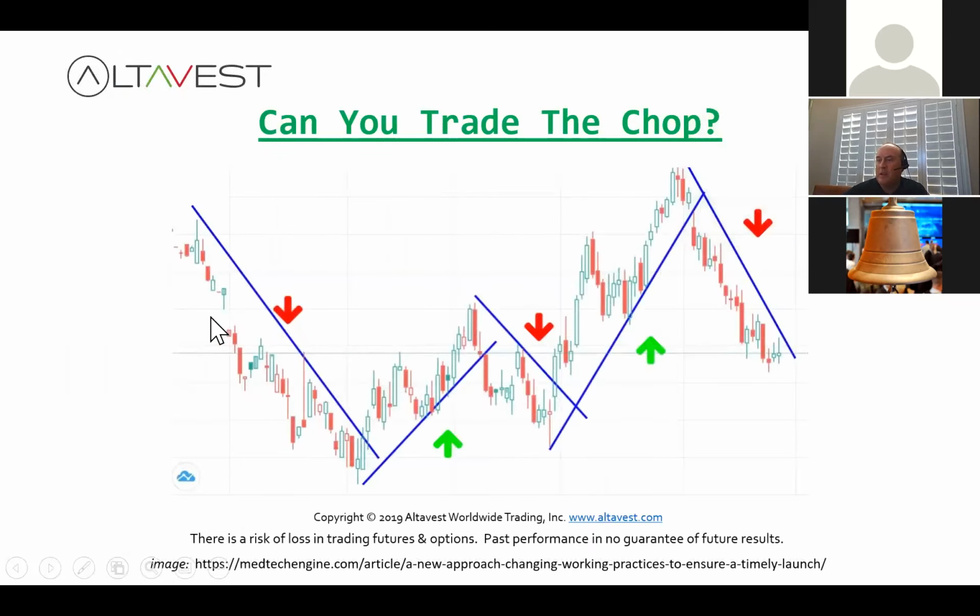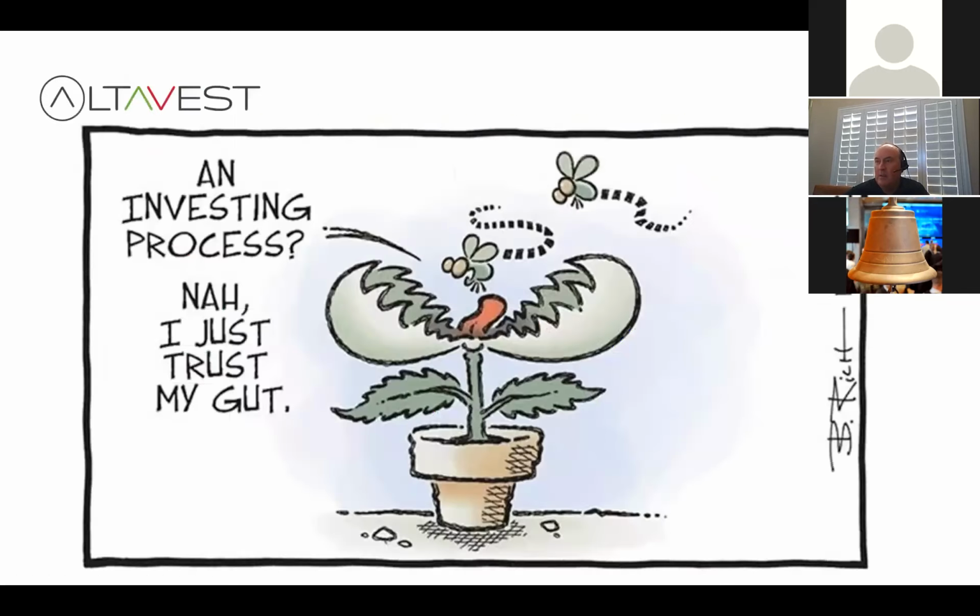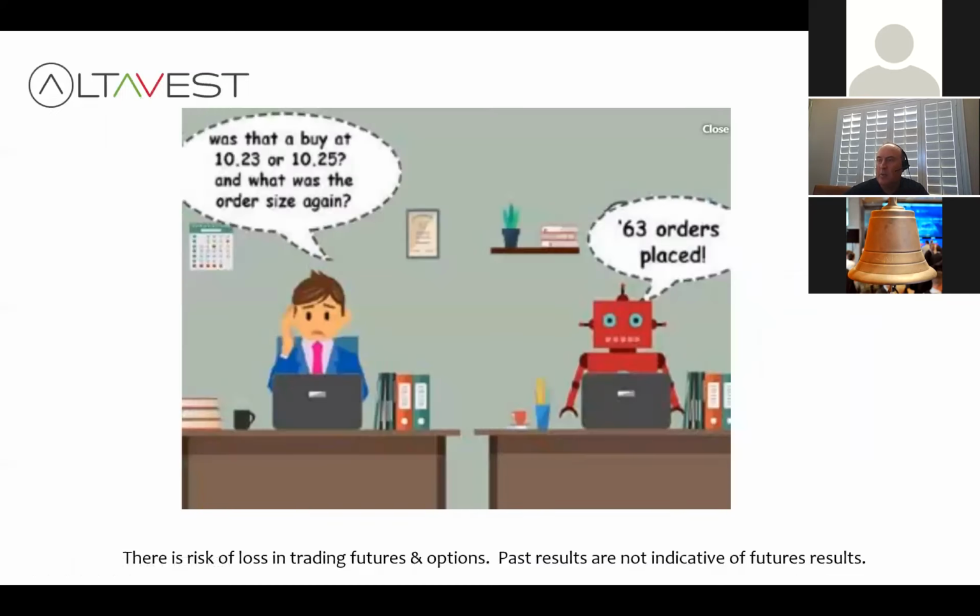And here's really the crux of the matter, I suppose. Can you trade this chop, is what we call it? And if so, how do you do it? So we're going to show you how we do it. And we need more than just our gut instincts, like this fly landing on this pretty Venus flytrap. So you need an investing process and some technology to help you along the way.